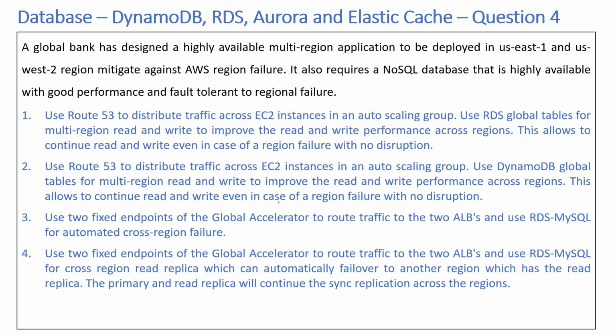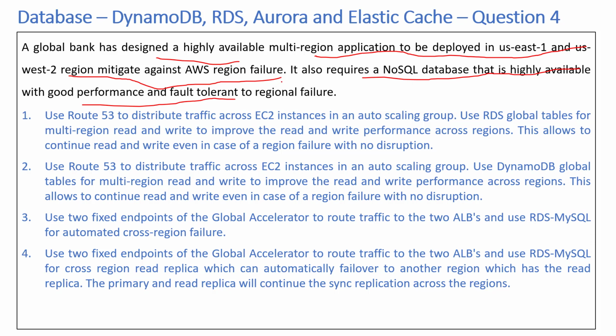Okay, great. Now let's look at the last question. A global bank has designed a high-level multi-region application to be deployed in US East and US West regions to mitigate against AWS region failure. It also requires a NoSQL database that is highly available with good performance and fault tolerant to regional failure.